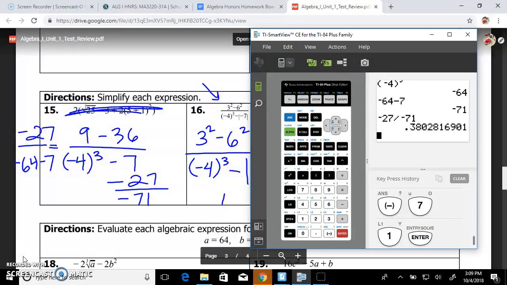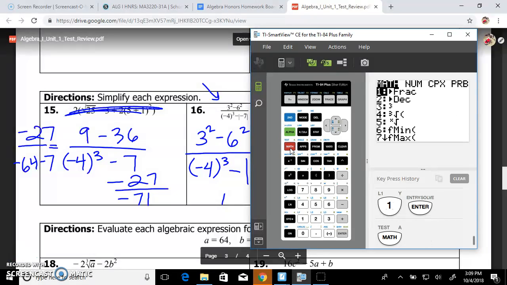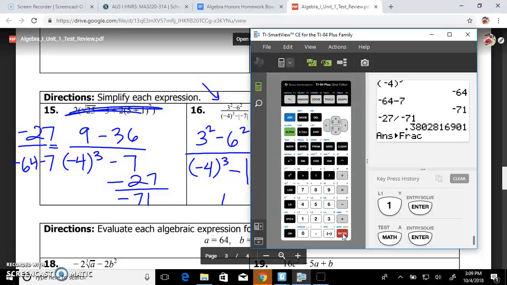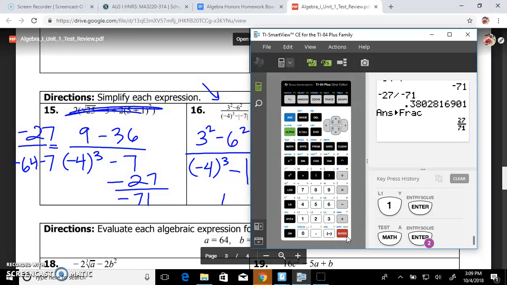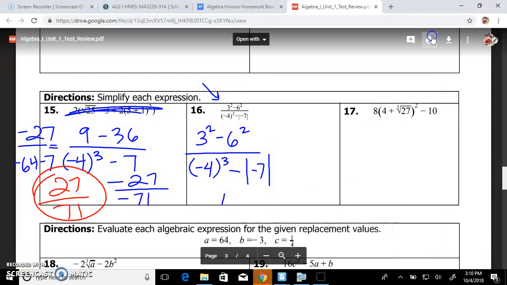So let's take this decimal and we're going to hit math. And notice how number 1 says frac. That means we're going to turn it into a fraction. Hit enter. So now we have our answer turning into a fraction. Hit enter. And 27 over 71 is as simplified as it gets. So that's our final answer, positive 27 over 71. All right, let's move on to our next example.